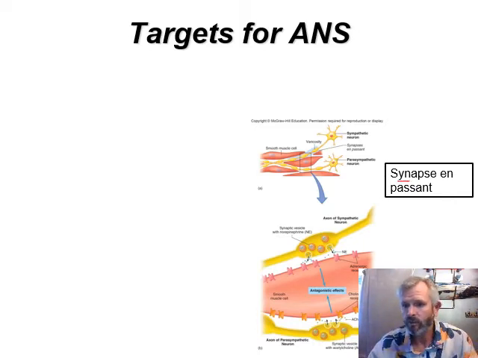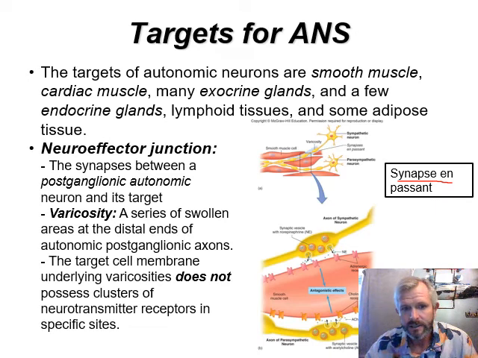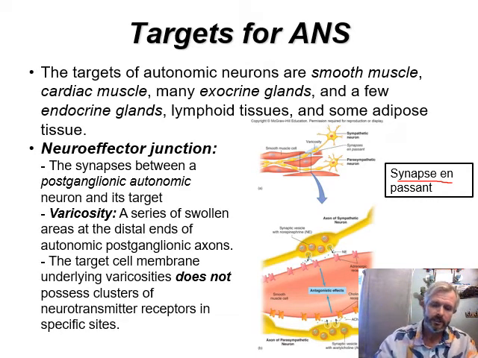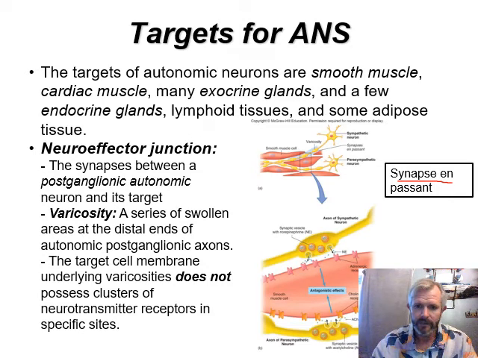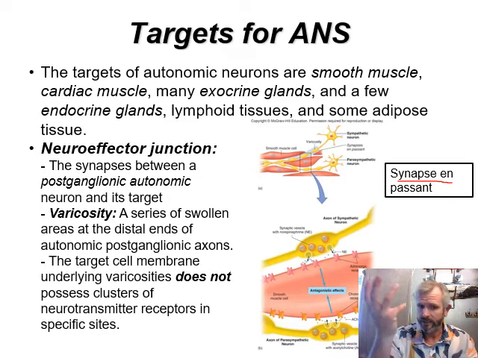And that's where we get what's called, in the French term, synapse en passant. You can see these varicosities, these bulges along the axon for this sympathetic neuron. So what we have is this neuroeffector junction, with neurotransmitter released along these varicosities. So not one distinct location, but along the way through the axon, so we can activate receptors that are located throughout that tissue. Varicosities are these swollen regions on the axon that contain those neurotransmitters sitting in vesicles.